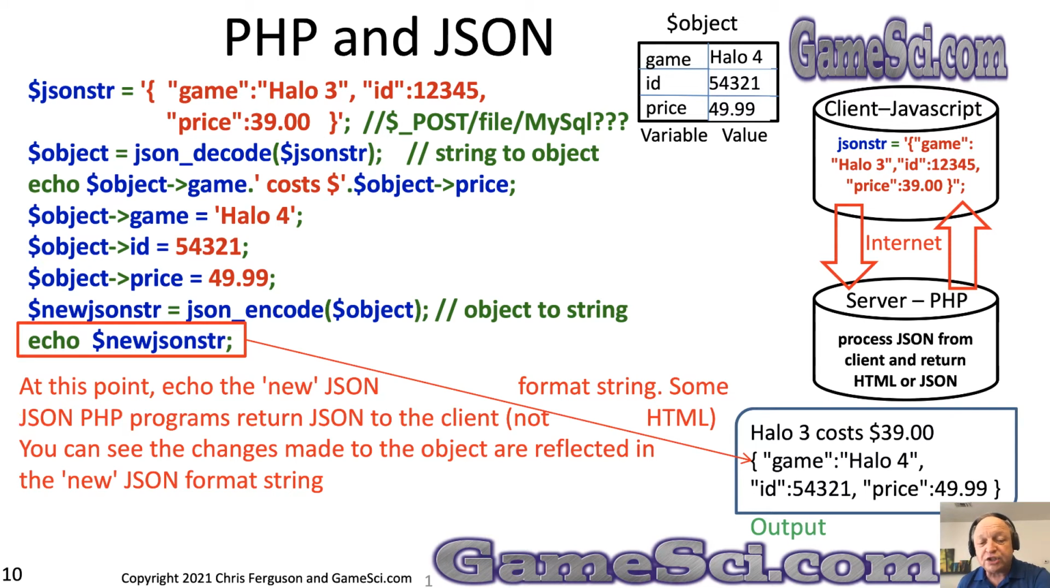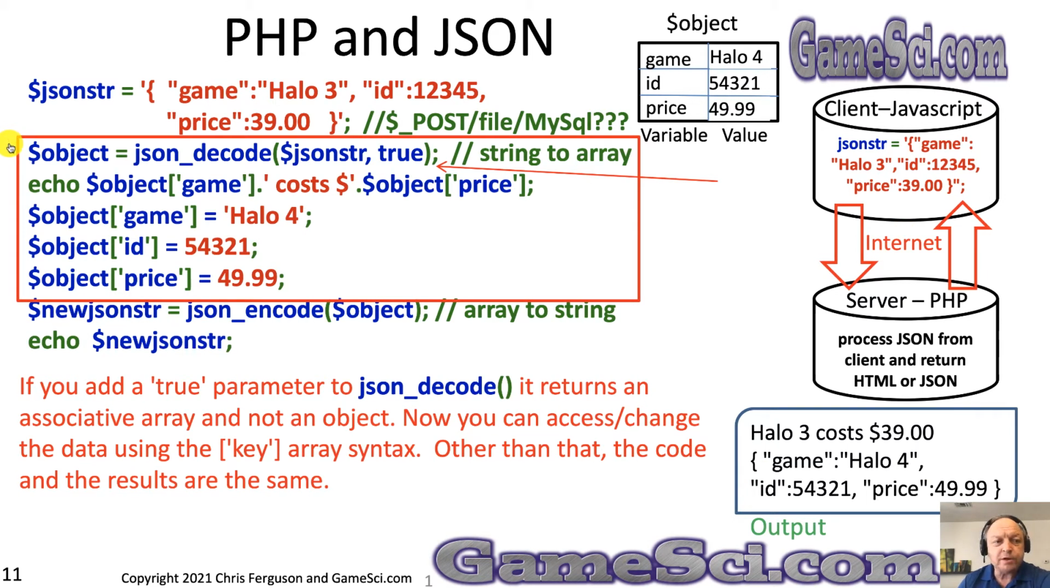You can see the changes made to the object are reflected in the new JSON format string. Follow this arrow and you'll see it used to be Halo 3. We've upgraded it to Halo 4. The ID number has changed and the price has changed. This is the data we may send back to the client.